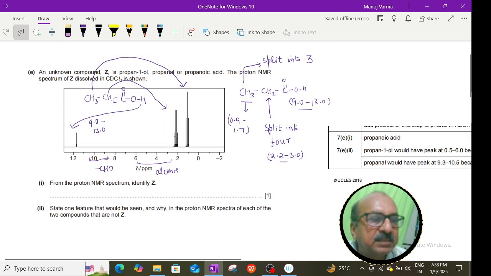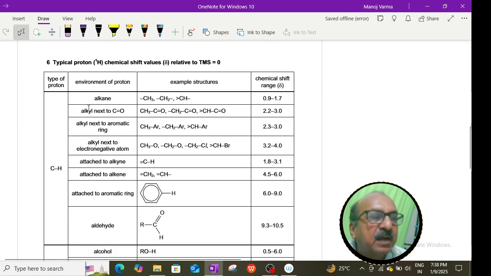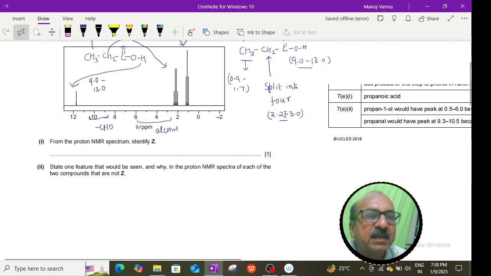And look at this signal which is around 2, and it is split into a quartet because of these 3 protons. Applying the n+1 rule, this signal will be split into 4 because of the presence of 3 protons, and this carbon is next to a carbonyl group. When the carbon is next to the carbonyl group, we expect a chemical shift between 2.2 to 3, and it is in fact around 2 to 2.5, which is again justified.